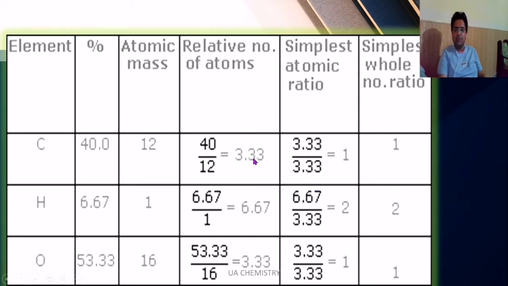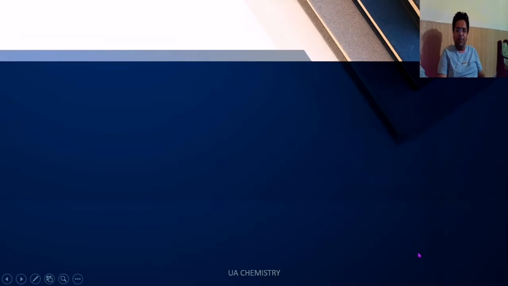As the least value is 3.33, divide all the number of moles by 3.33, and we will get 1, 2 and 1. Write 1 below C, write 2 below H, write 1 below O. This will be its empirical formula.